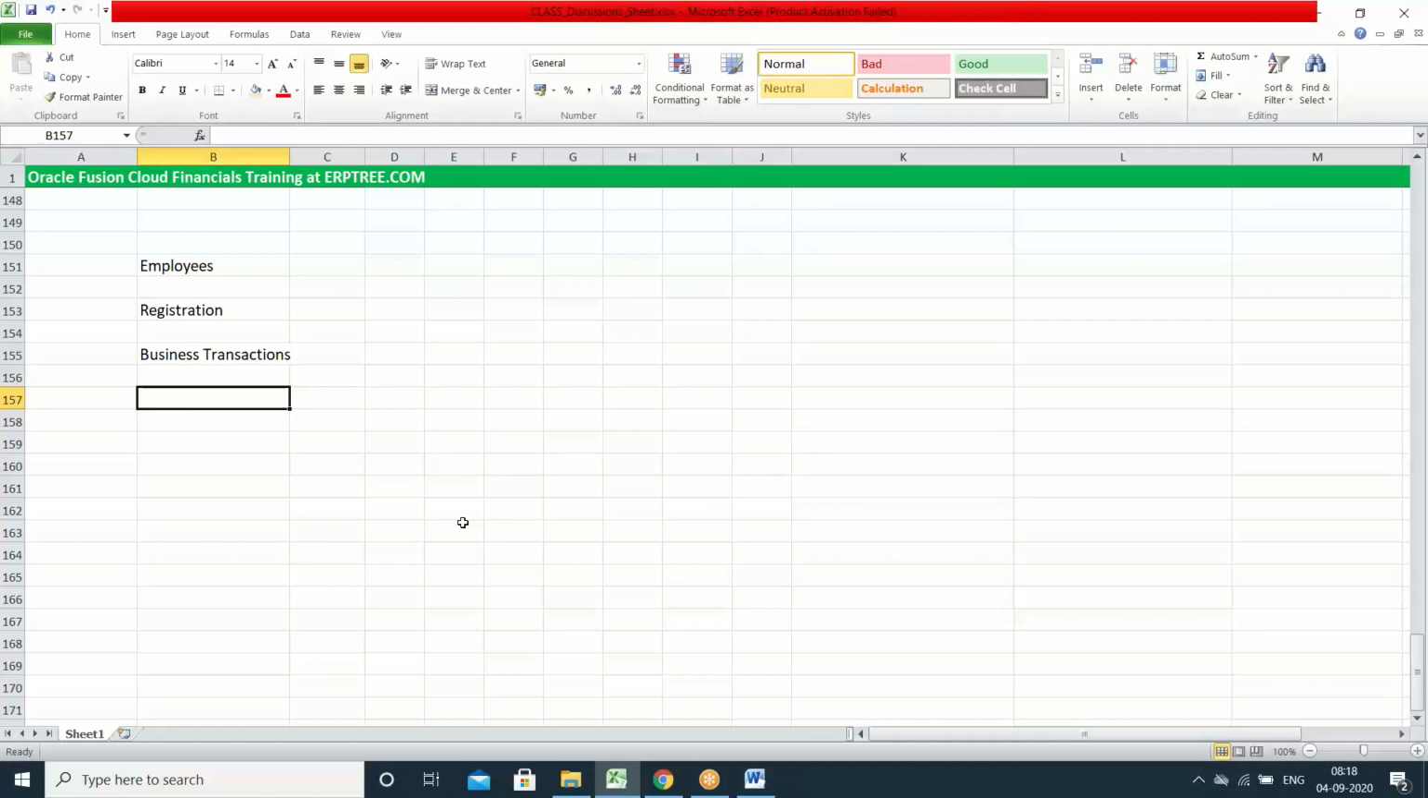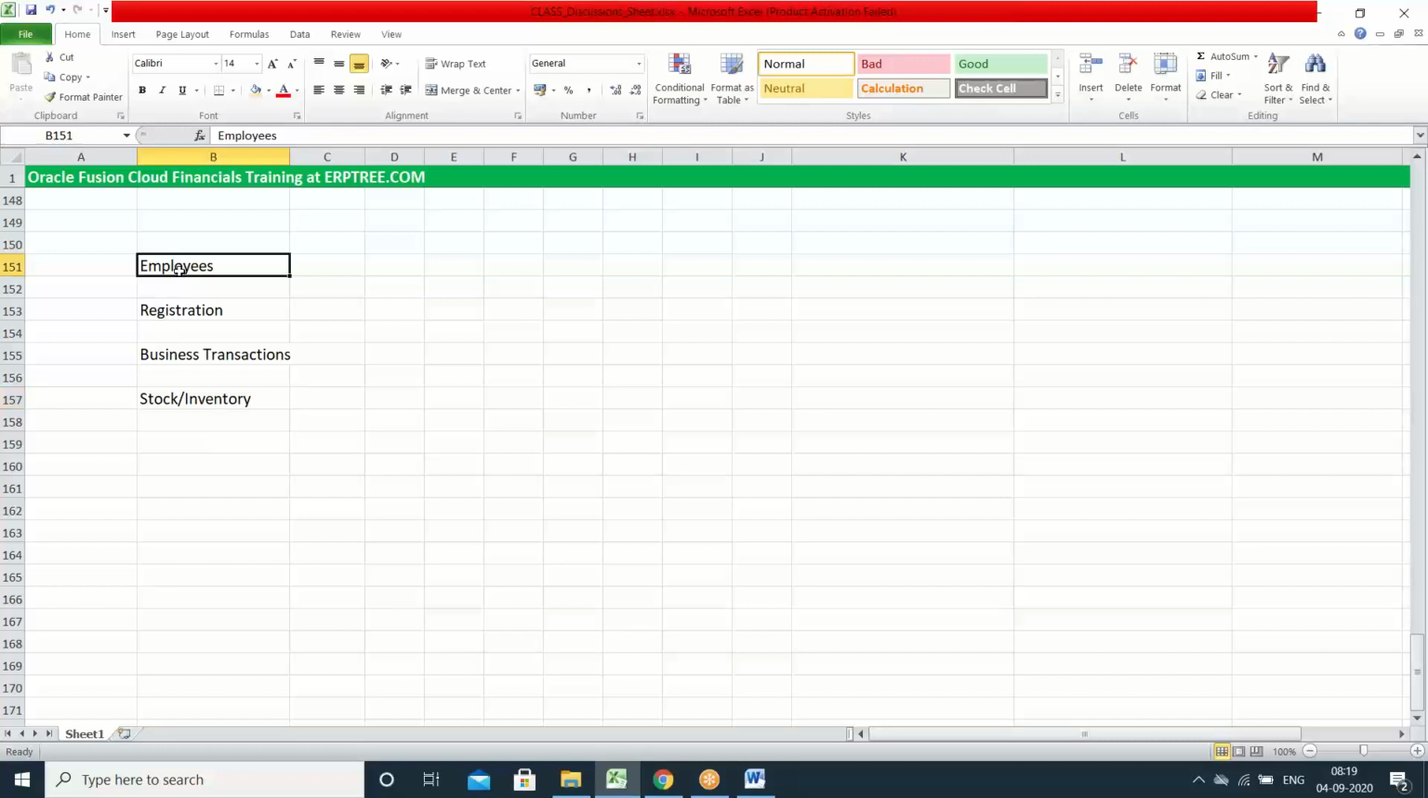Along with that, stock information, or say inventory, or say material stock or inventory or items, anything you can call. So this is how organization data needs to be classified in the system. So when you are going to do the implementation for any company, within our Fusion applications we have to maintain employees data separately, registration data separately, business transactions data separately, and stock or inventory related data separately.